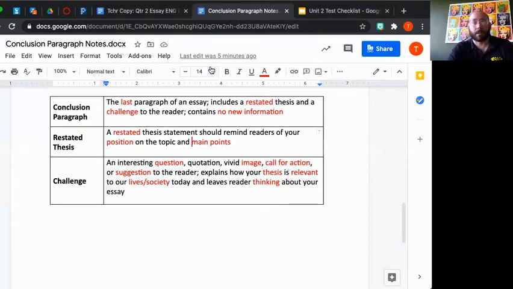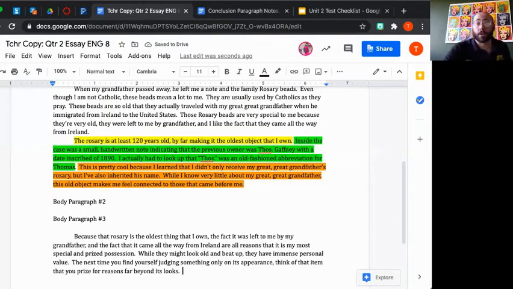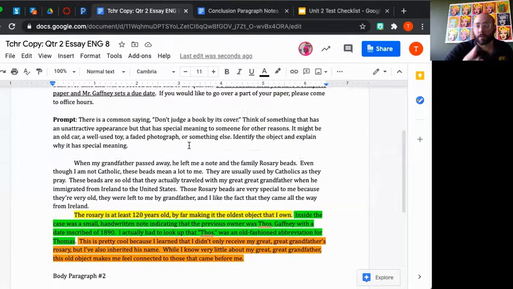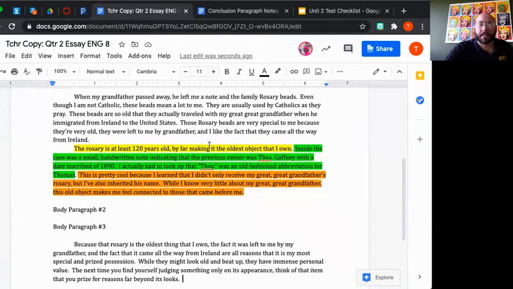So I want to actually show you an example conclusion paragraph that I created for the model essay that I'm doing based on the 8th grade prompt for the Virginia SOL in writing, that is all about that item that is very special to you, despite the fact that it might look rather shabby. So in my essay, I decided to talk about the rosary beads that my grandfather left me. And my thesis is right there at the end of the introductory paragraph.